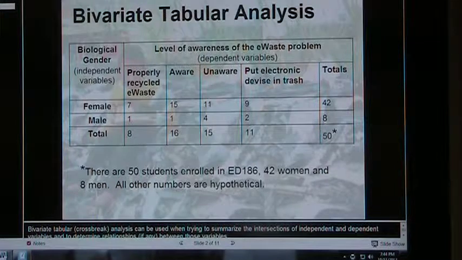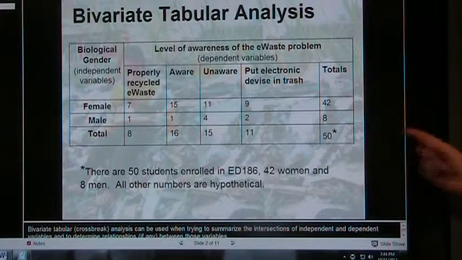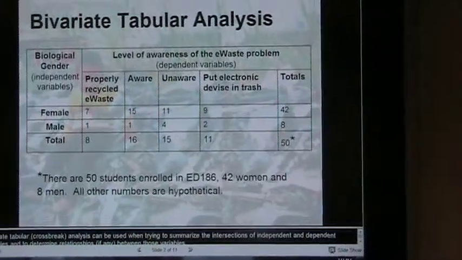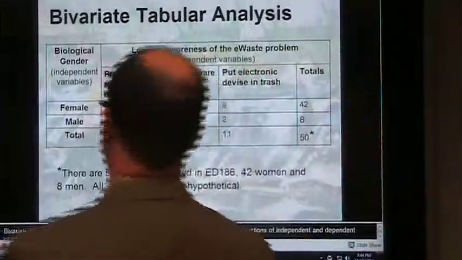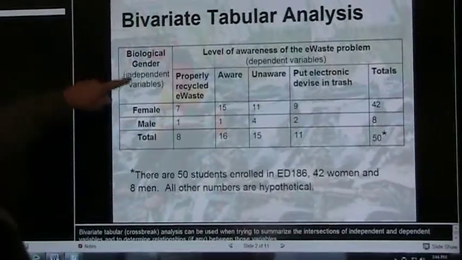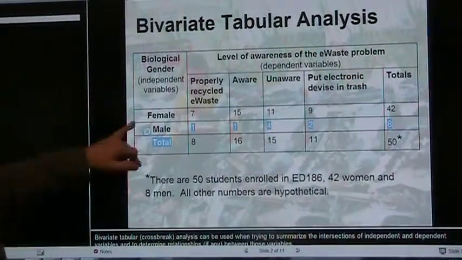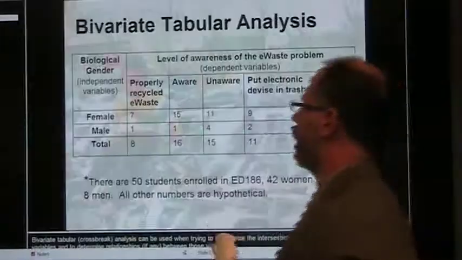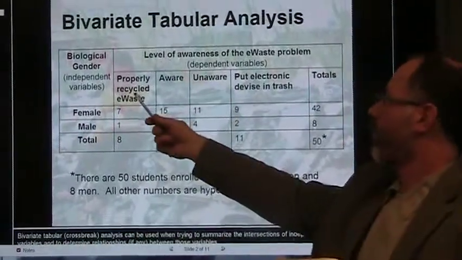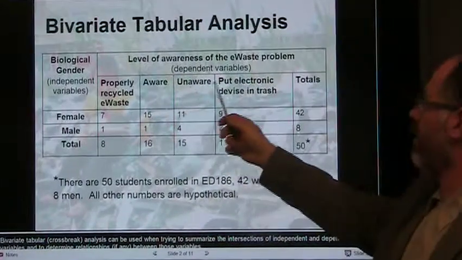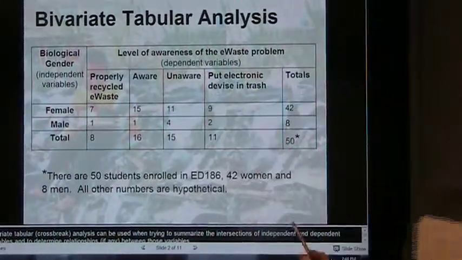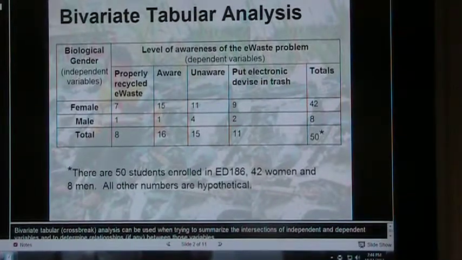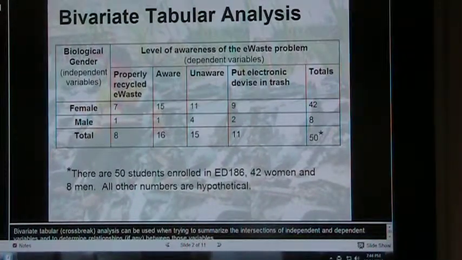In a typical bivariate table, which is what we're looking at here, values on the independent variable are arrayed on the vertical axis. So here you have the independent variables, female, male, and the dependent variables, properly recycled, aware, unaware, put electronic device in the trash. Those are to be our dependent variables.